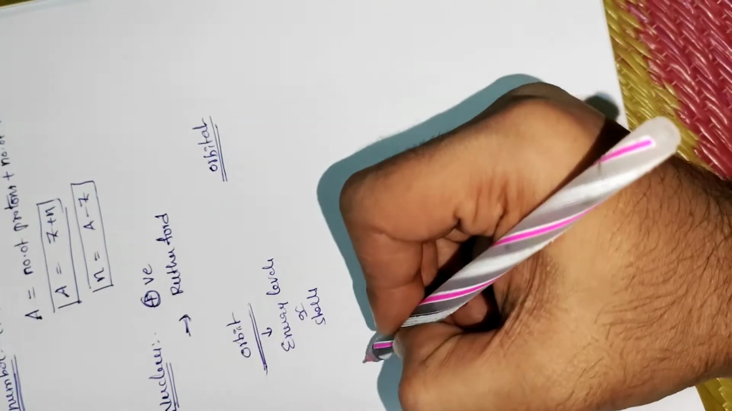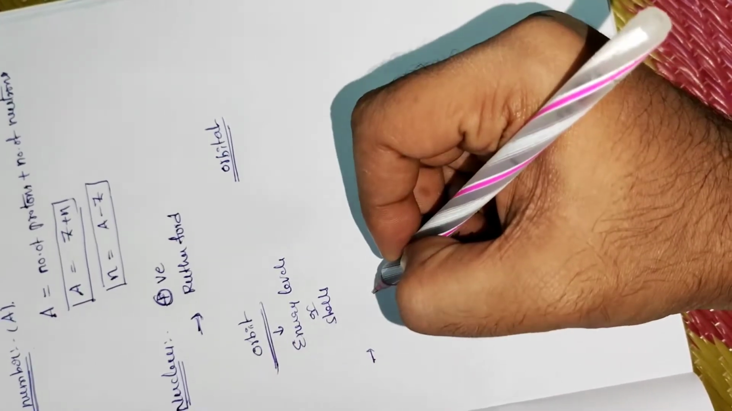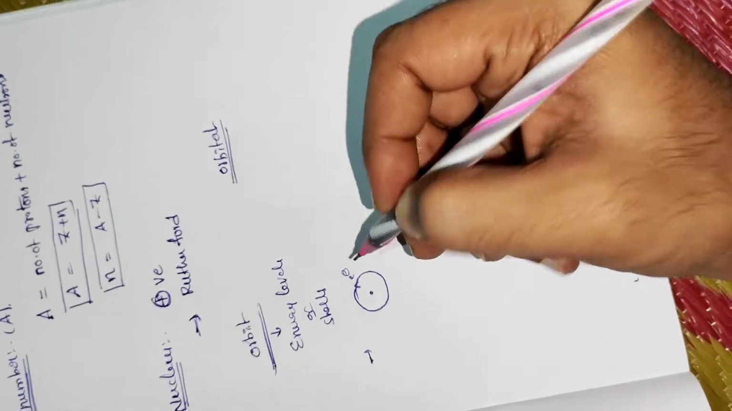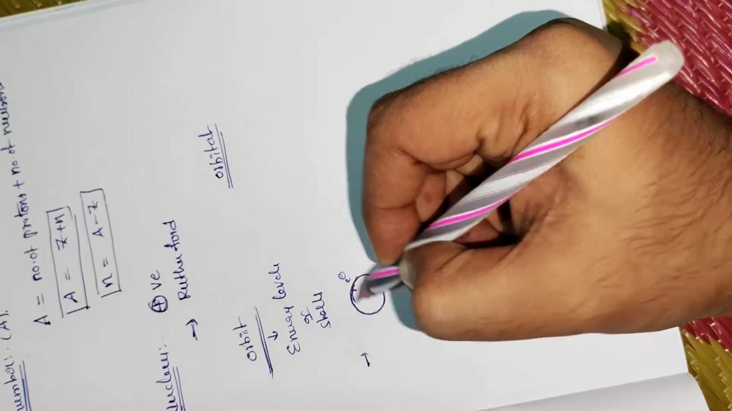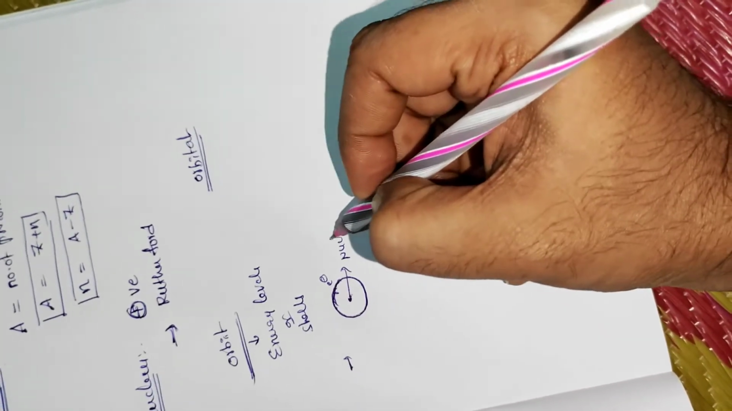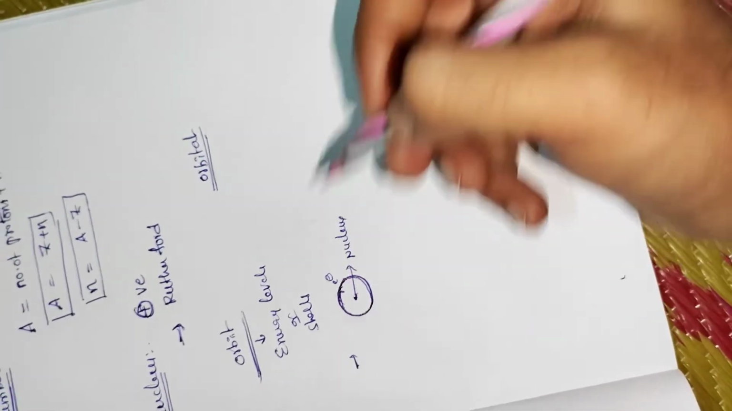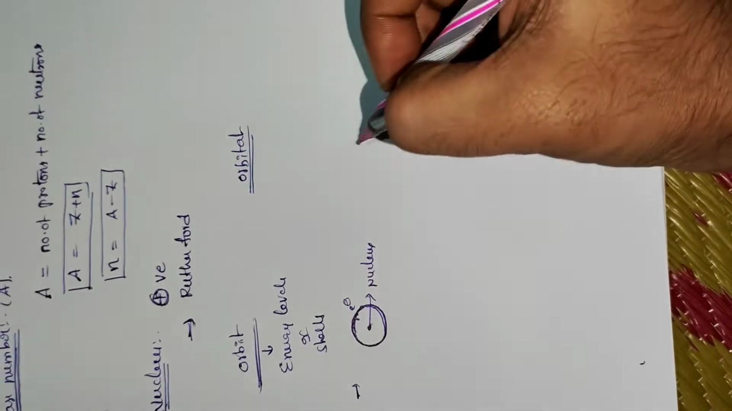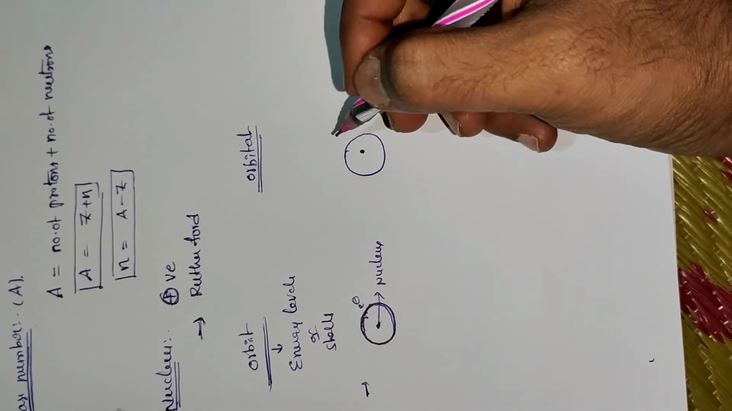Orbit means the path in which electrons are revolving around the nucleus. The path in which electrons are revolving around the nucleus is called an orbit. This is the nucleus. Electrons revolving around the nucleus is called what? Orbit.